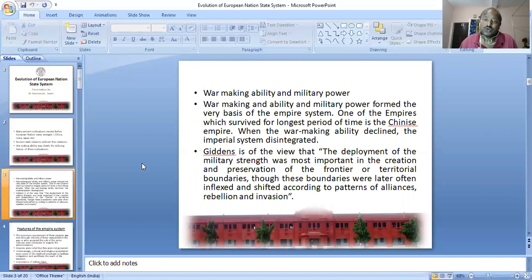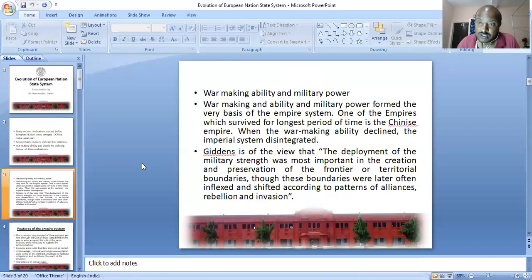And also we have to remember the military power. The civilization which had more and more military power was significant at that point of time. So war making and military power formed the very basis of the empire system. And one of the empires which survived for the longest period of time is the Chinese Empire. So when the war making ability declined, the imperial system disintegrated.